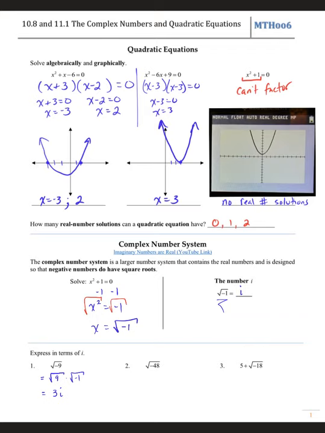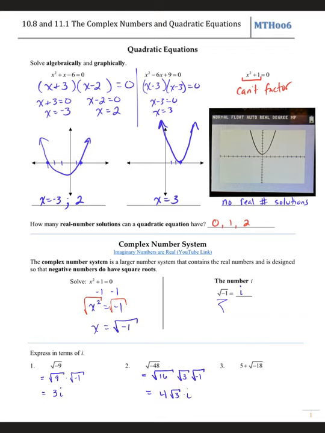Now 48, we want to think, how can we simplify the square root of 48? So you have to think back, what is the largest perfect square that goes into 48? And think, okay, it would be 16. So we can change this to the square root of 16, the square root of 3, and the square root of -1, which would be 4 times the square root of 3 times i.